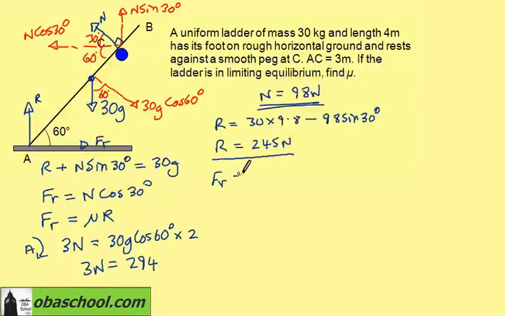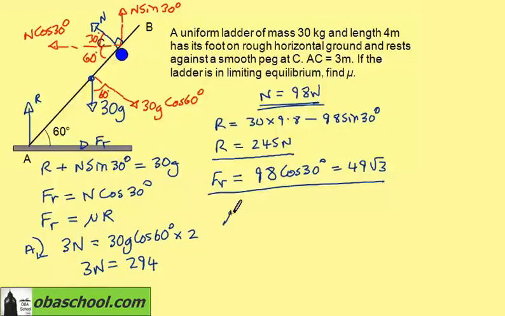Friction then is equal to 98 cos 30. Cos 30 is root 3 over 2, so this is 49 root 3. Mu is equal to FR divided by R, so that's 49 root 3 divided by 245, giving us root 3 over 5.